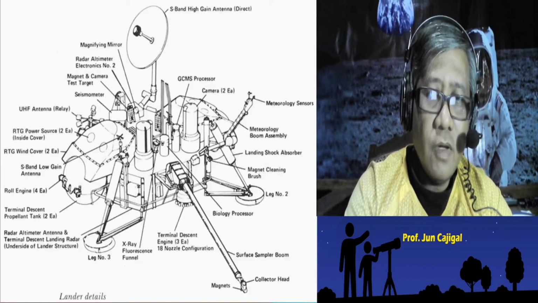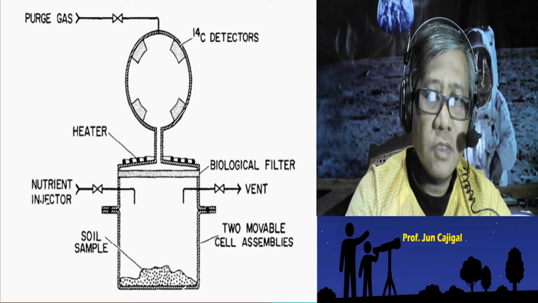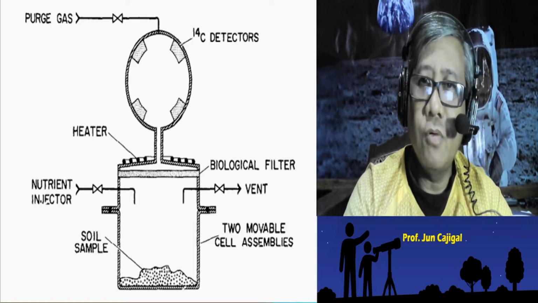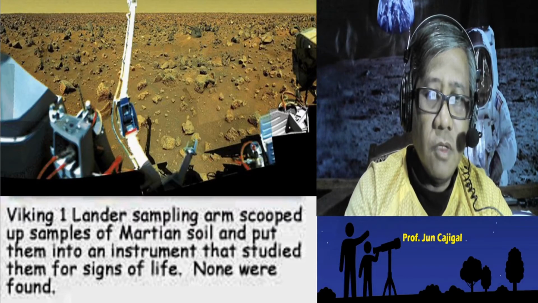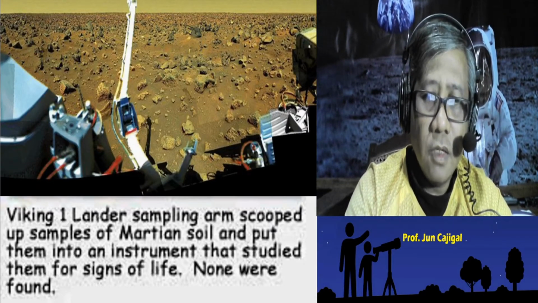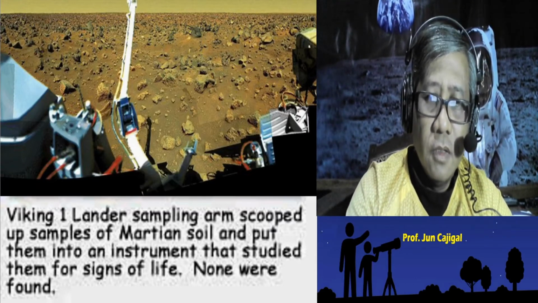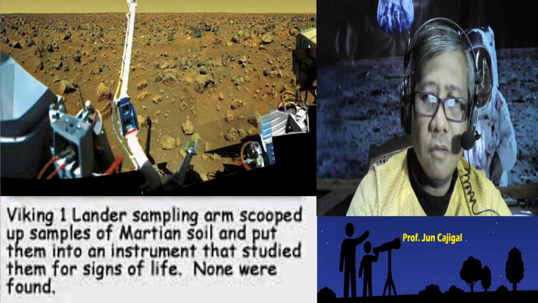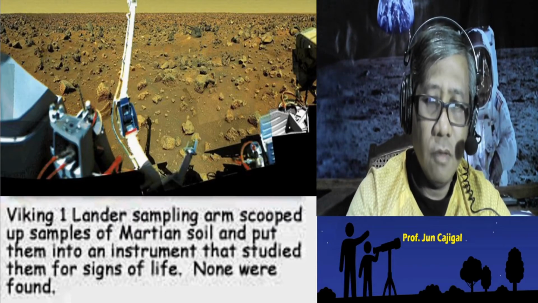Now inside Viking is a special instrument that can carry out experiments to detect the presence of microorganisms, kung may bacteria dun sa Martian soil. So you had the sampling arm that can scoop samples of the Martian soil, and the Martian soil was placed in those instruments to detect the presence of bacterial life. So, they found out that inconclusive yung detection nila. None were found.